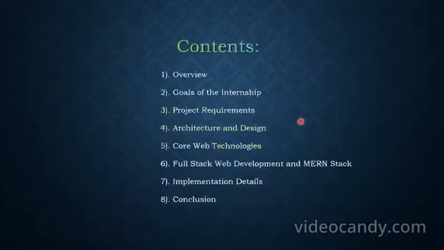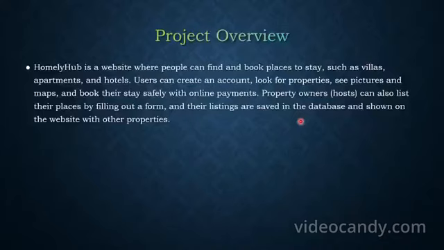Now let us see the overview of our project. Homely Hub is a web application where users can find and book properties such as villas, apartments and hotels, and also users can register, explore listings, view photos, check availability and make secure online payments. Hosts can list their properties by filling out a form, and the listings are stored in the database and displayed on their site.